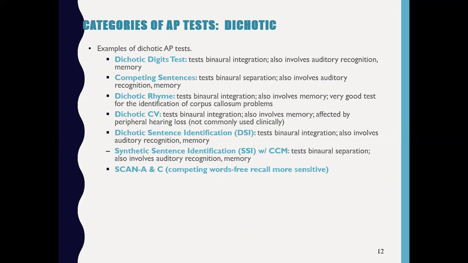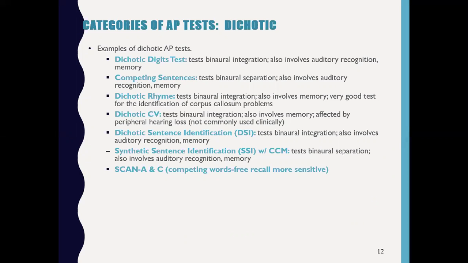You also have competing words. That is a test that has more language input into it. And then you also have dichotic sentence identification. That is binaural integration, and also the SSW, which is not on here. Let me see if that's the SSW. It is another very strong test for binaural integration. The two that are listed here, dichotic rhyme and dichotic CV, are not used clinically very commonly, but they are mentioned. And then the binaural separation is competing sentences, where they hear a sentence in each ear and have to ignore what's happening in the right or just repeat the left, and vice versa.